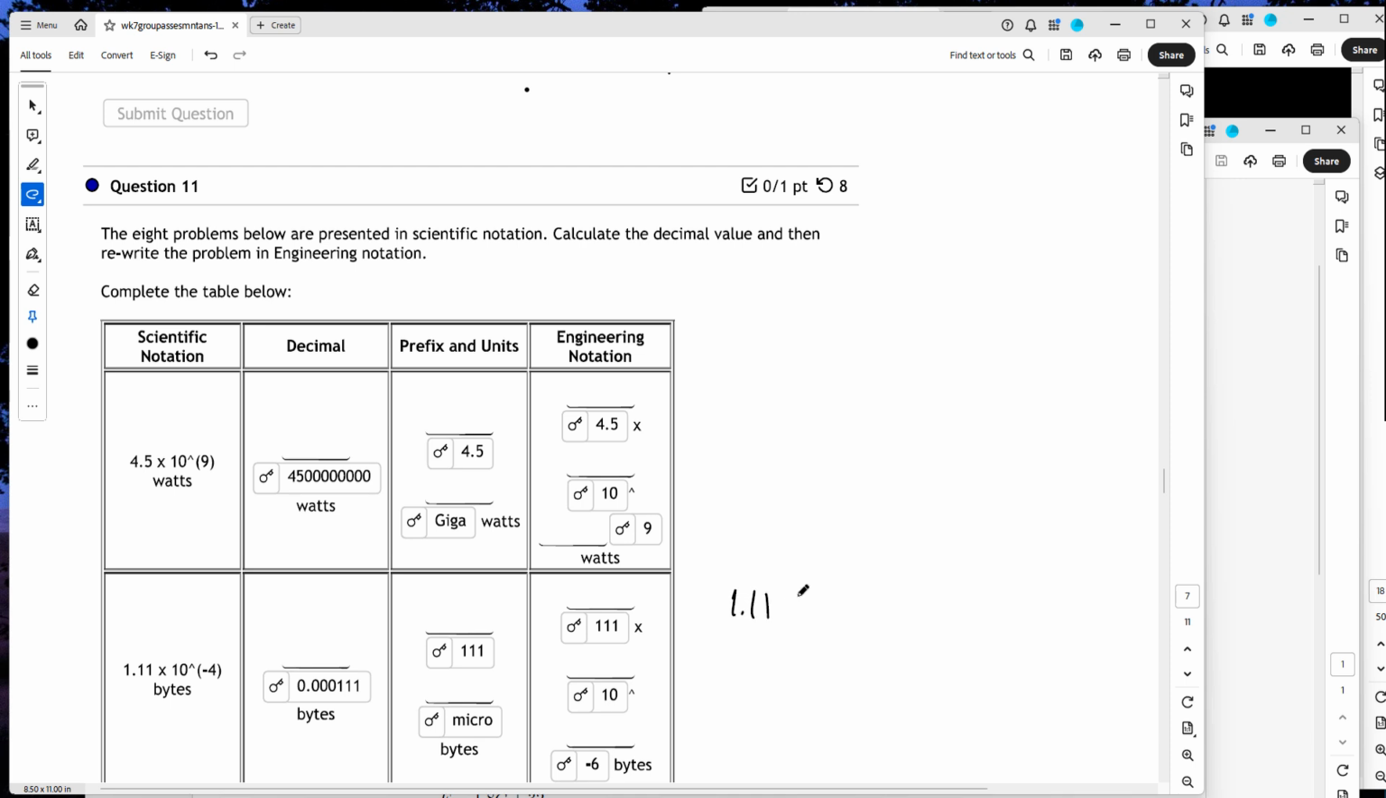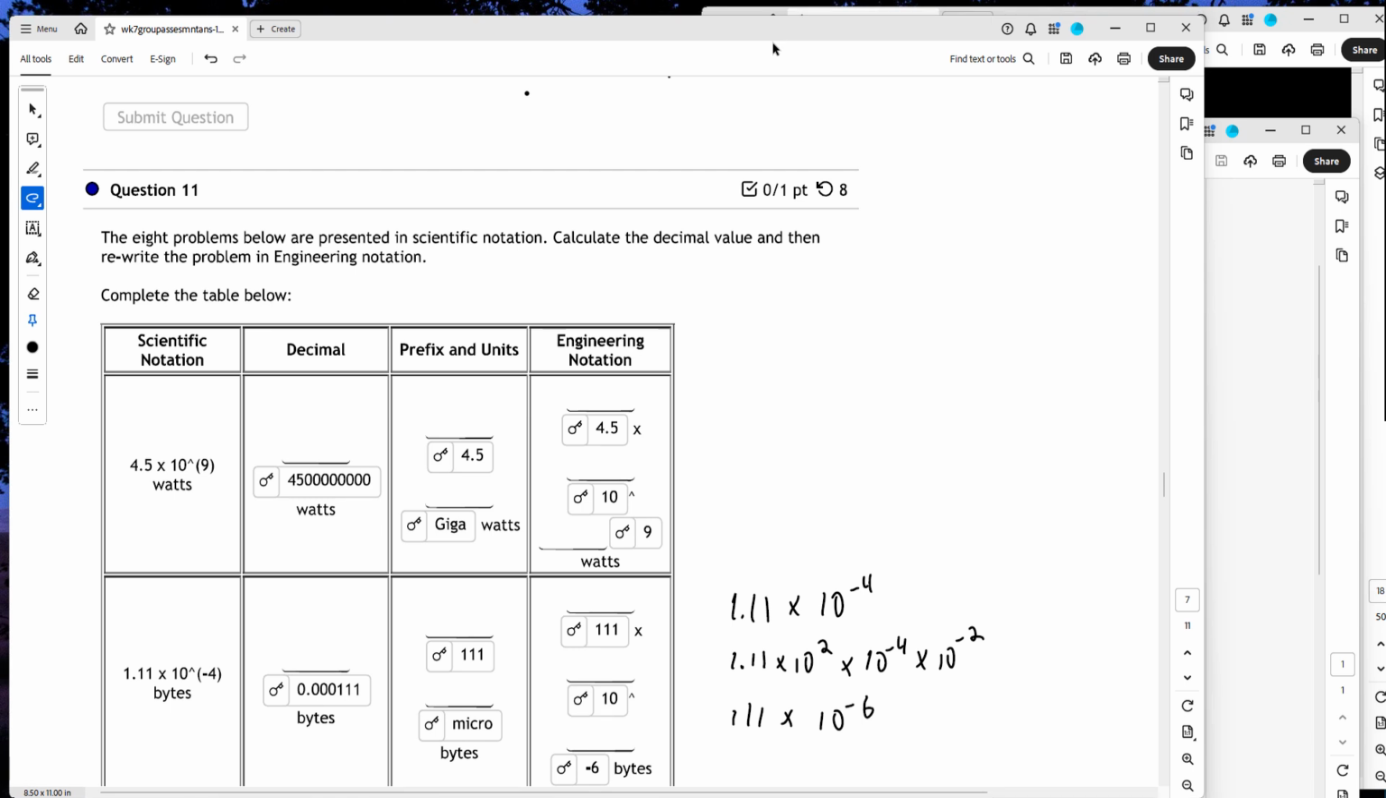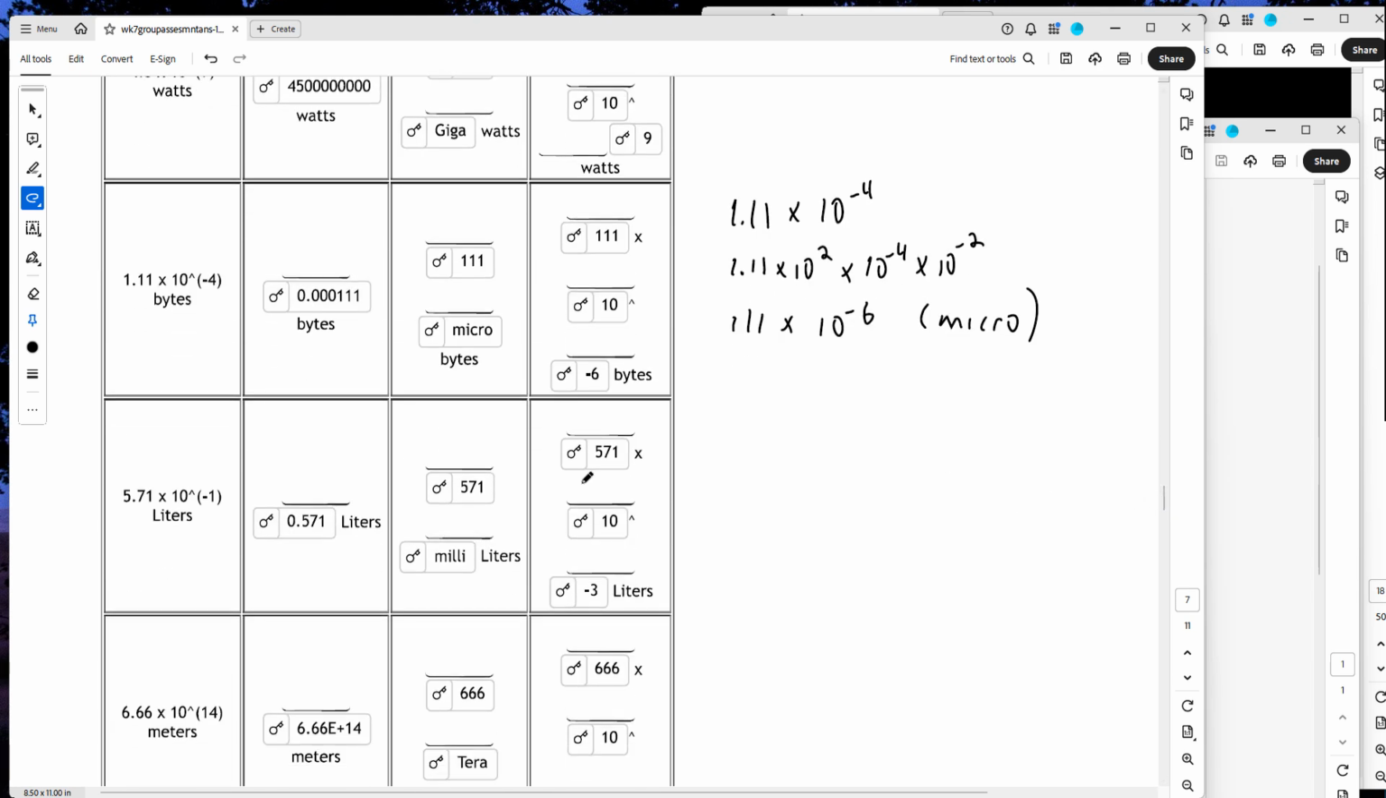So I have 1.11 times 10 to the minus 4. I can take that down to minus 6. So I can say 1.11 times 10 squared times 10 to the minus 4 times 10 to the minus 2. And that's going to make that 111 times 10 to the minus 6. And minus 6 corresponds to what? Micro. So minus 6 corresponds to micro.